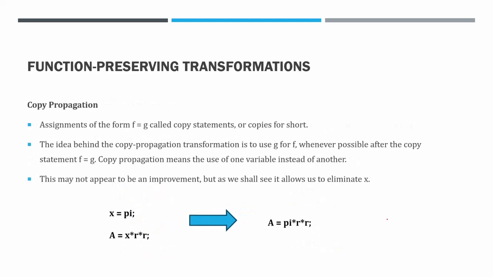Next one, copy propagation. Here, if there is any assignment of the form f equal to j, these are called copy statements, or copies for short.